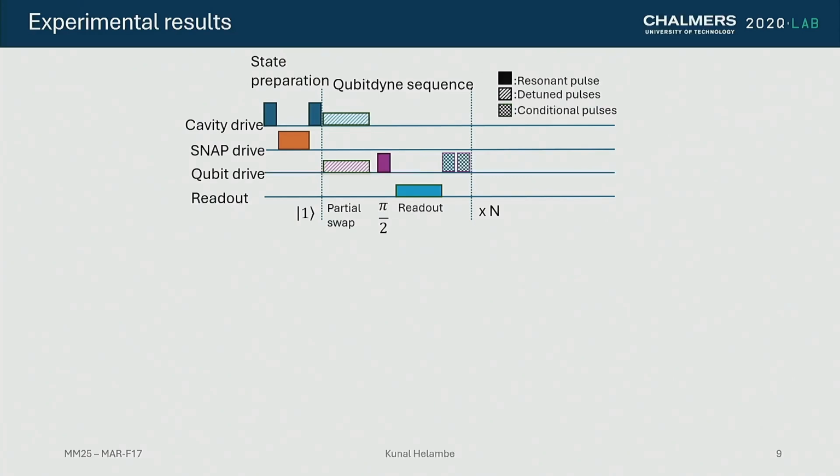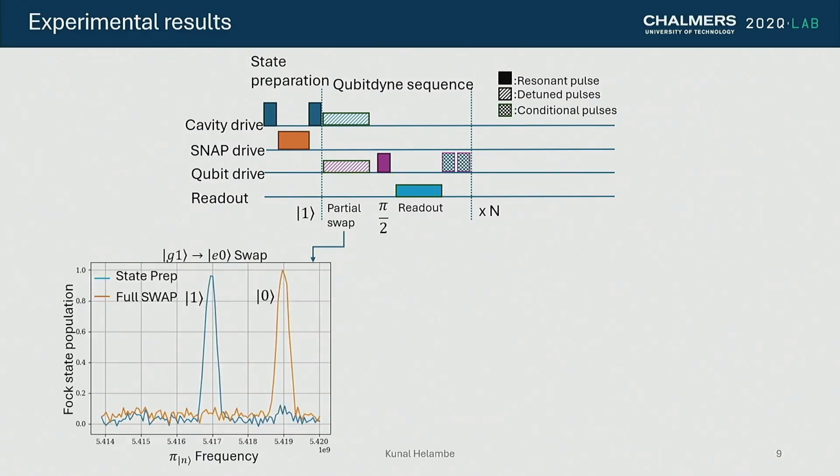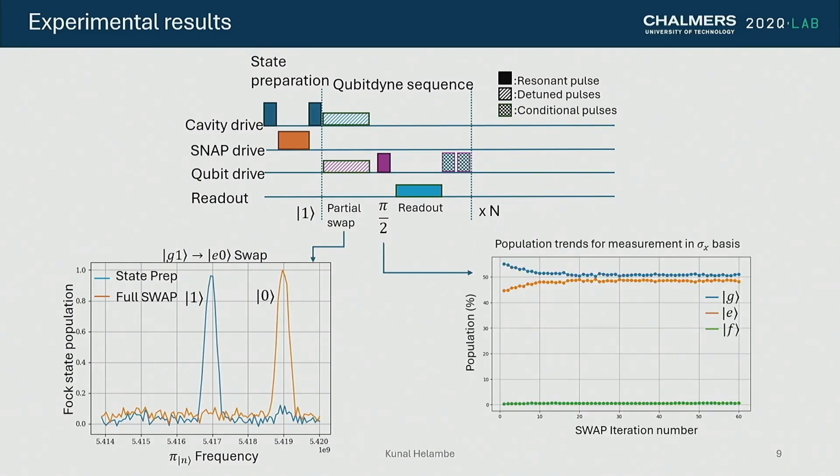Some of the experimental results. The pulse sequence for such a protocol looks like this. In this case, we are using the g1 e0 swap to realize the entangling operations. This is not the only swap interaction you can use. This can be any beam splitting interaction. With the pi/2 rotations, the trajectory looks something like this.